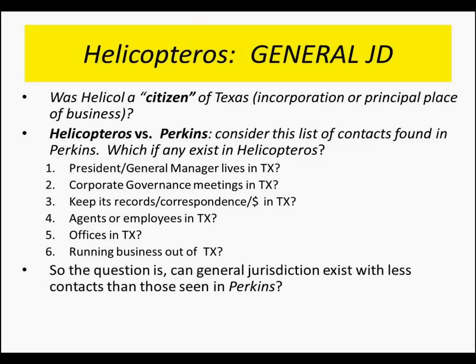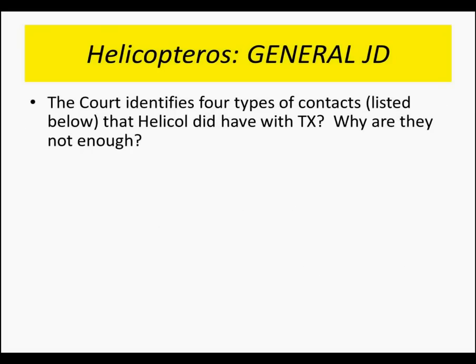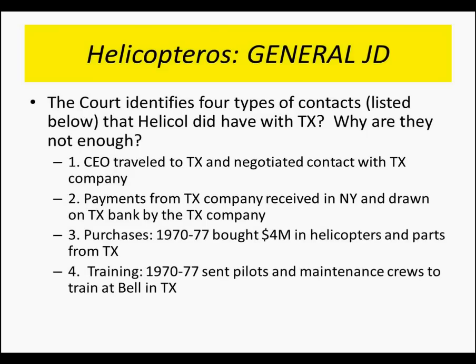So the question for the court in Helicopteros is, can general jurisdiction exist with less contacts than those seen in Perkins? And the court tells us under the facts of Helicopteros there wasn't general jurisdiction. So here are the contacts that were present in Texas. And the court systematically goes through these and discusses why it's insufficient. The first is that the CEO traveled to Texas and negotiated a contract with a Texas company.